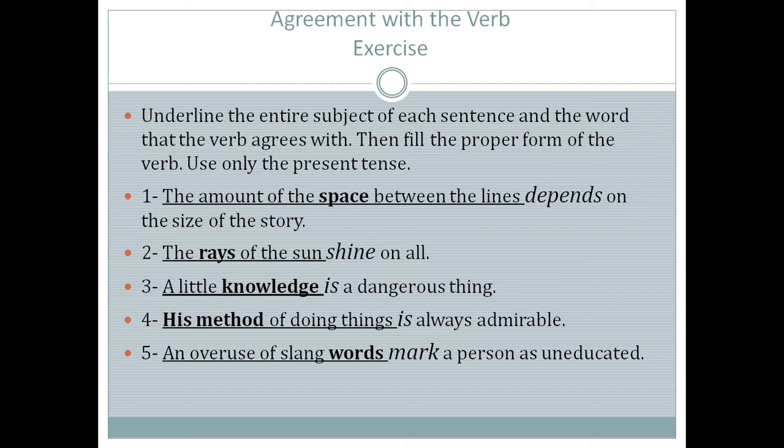An overuse of slang words mark a person as uneducated. So an overuse of slang words is the entire subject. Words is the subject, plural, so it takes a plural verb.